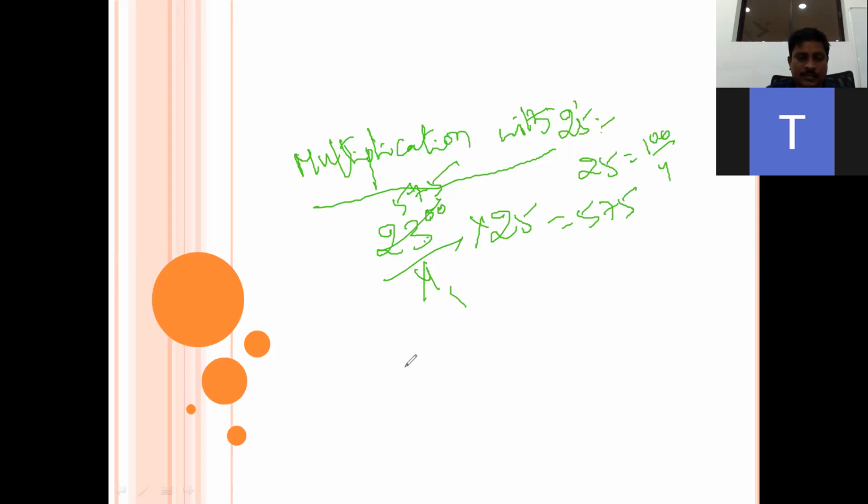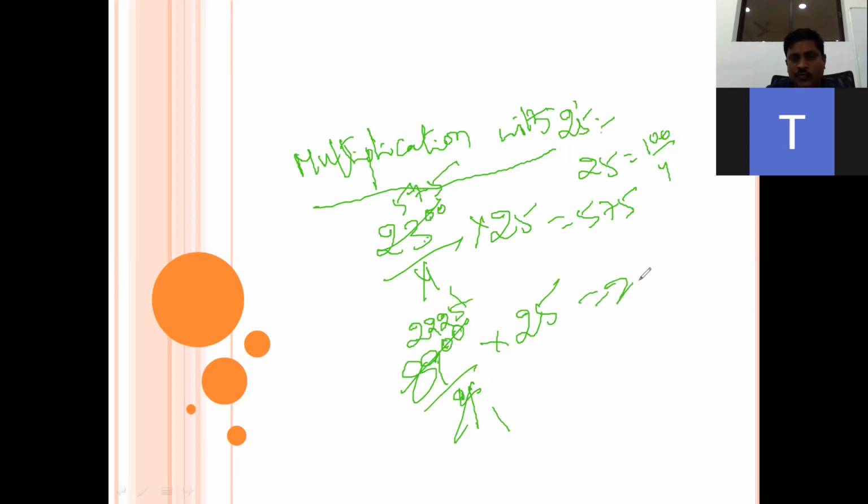Next, 89 into 25. Right after this one, write 2 zeros, divided by 4. 4 2 ja 8, 4 2 ja 8, carry 1, 10, 4 2 ja 8, carry 2, 20, 4 5 ja. The answer is 2225.